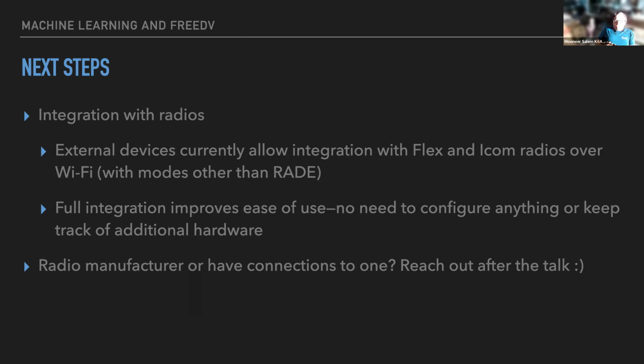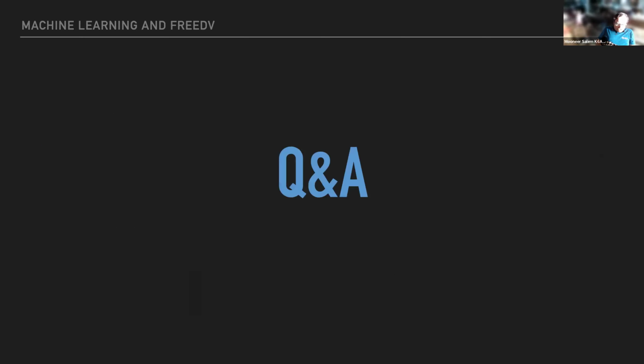Other than it being pretty cool, as I mentioned, it also makes it easier to configure stuff since all the levels and all of that have already been set up for you by the manufacturer. So you just push the FreeDV button, get on the air. And if you happen to know anyone who works for a radio manufacturer or any other kind of connection like that, definitely reach out to me offline. So that's it for the main slides. Go ahead and open it up for questions if anyone has any.